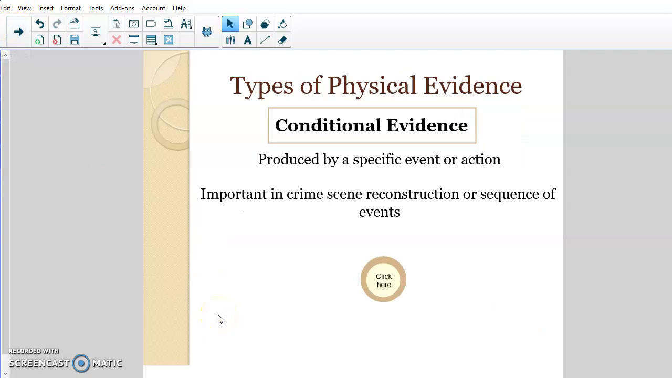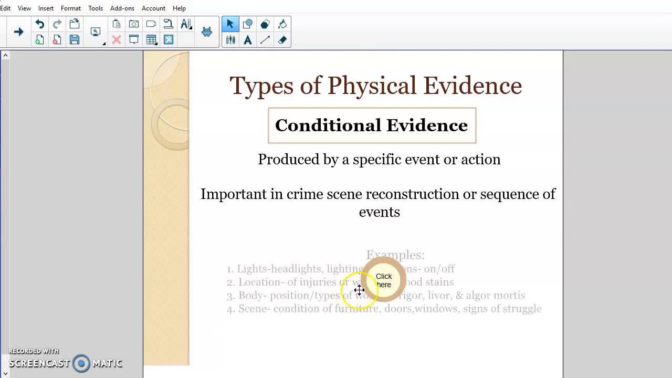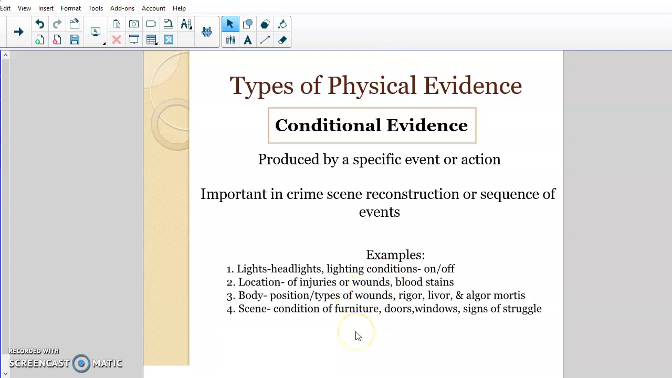Conditional evidence. Conditional evidence is produced by a specific event or action. The conditional evidence that you want to jot down is going to be the stuff that's important in crime scene reconstruction and sequencing of events. It's going to let you know this happened before this, may have occurred before this, so on and so forth. So here's some examples of conditional evidence.